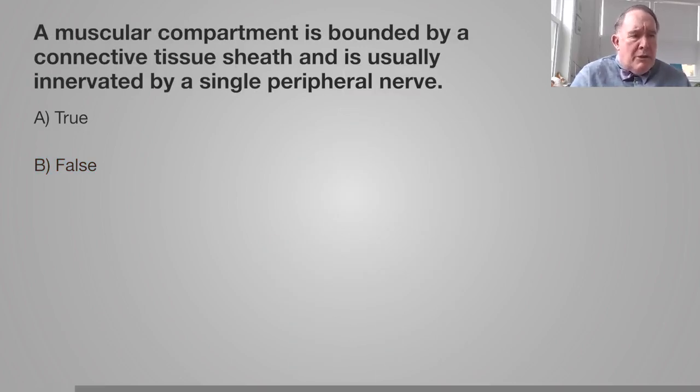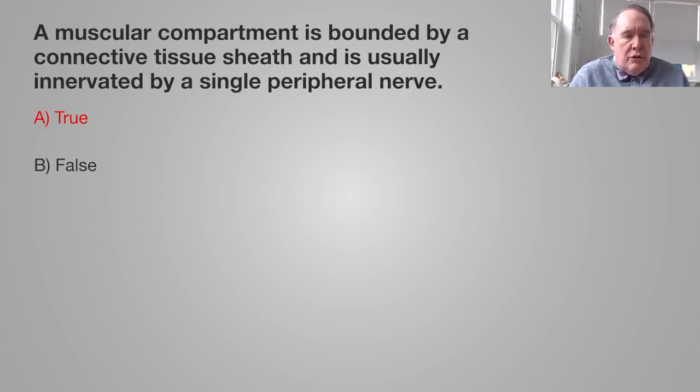A muscular compartment is bounded by connective tissue and is usually innervated by a single peripheral nerve. If you said true, that's good. As we just discussed, these compartments tend to have similar functions: abduction of the hip, extension of the knee, plantar flexion of the ankle. So we can think of compartments as, in some respect, being functional units of movement.